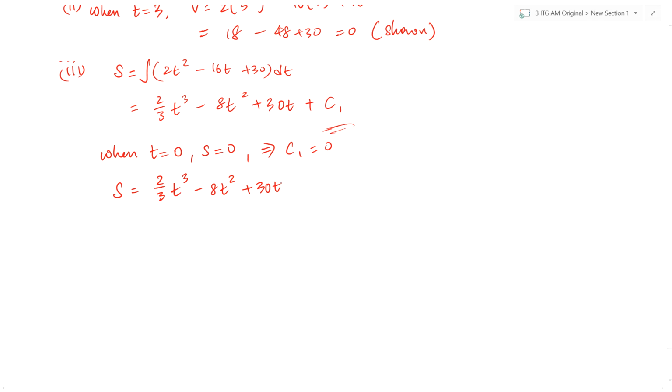This expression will help us find the displacement for any single time. Please be very certain of the difference between displacement and distance. This is for displacement. I like to work with displacement because when I just substitute in the time, I get the answer as the displacement already. So when t equals 3, our displacement will be 2/3 times 27 minus 8 times 9 plus 90.